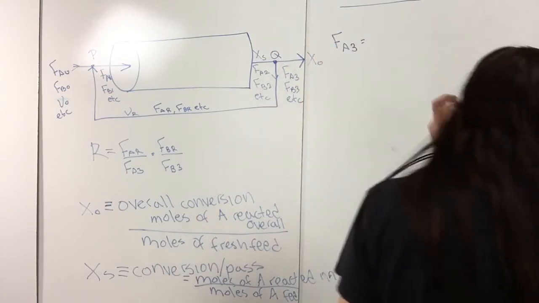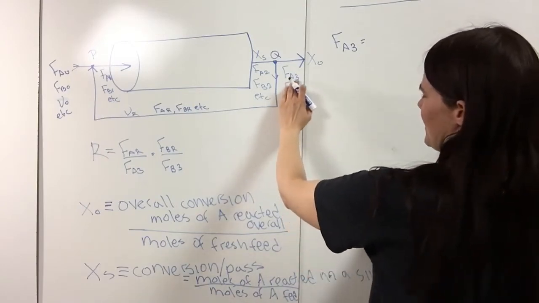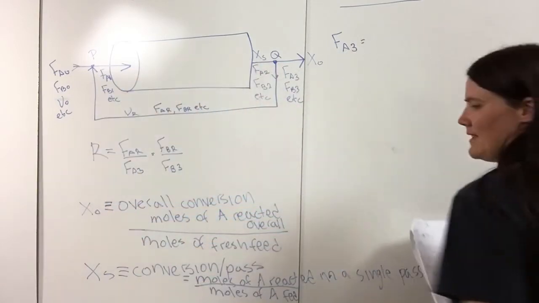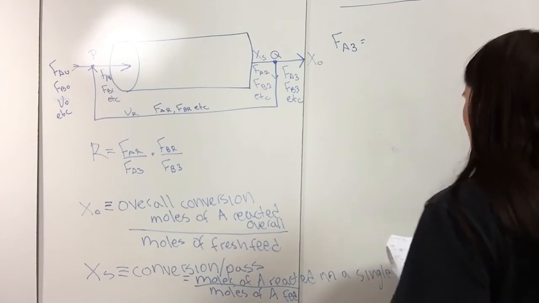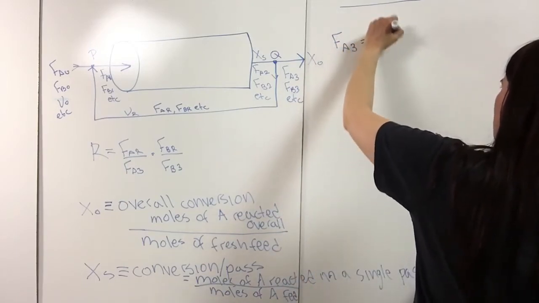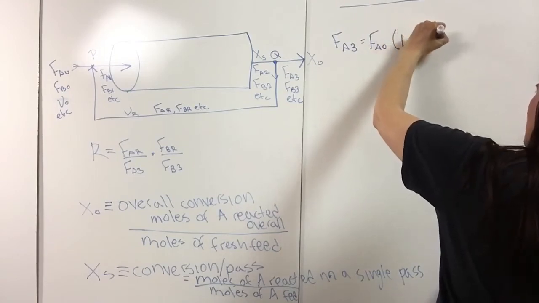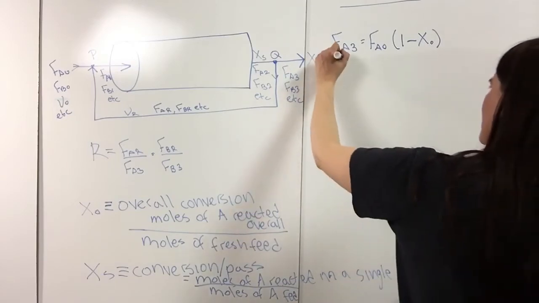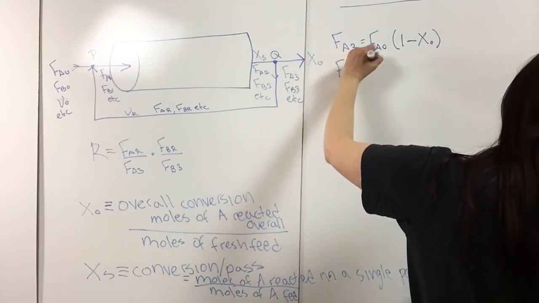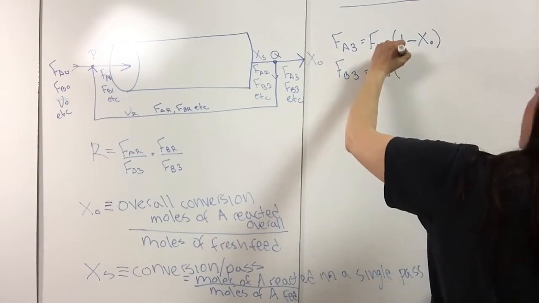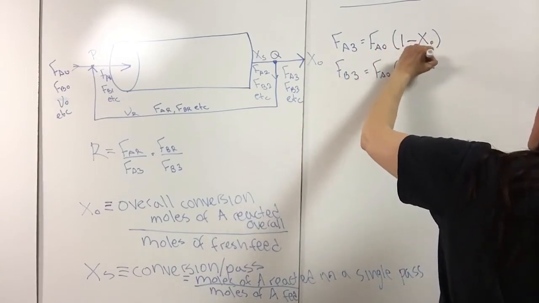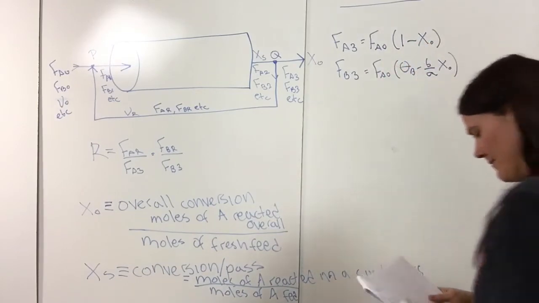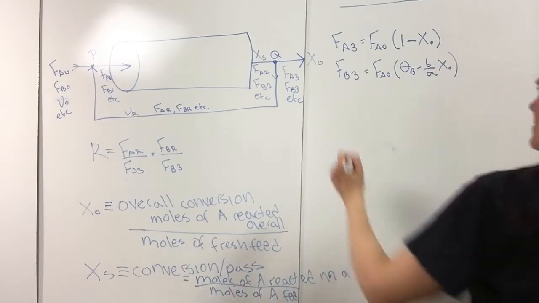is equal to, so we know that FA3 and FB3, the streams out here, are at the overall conversion. We already know what the overall conversion is. That would be FA naught times 1 minus X naught, because we're looking at X naught here, not XS. And we also know that FB3 would be equal to FA naught times theta B minus B over A X naught, and then just etc. through this.